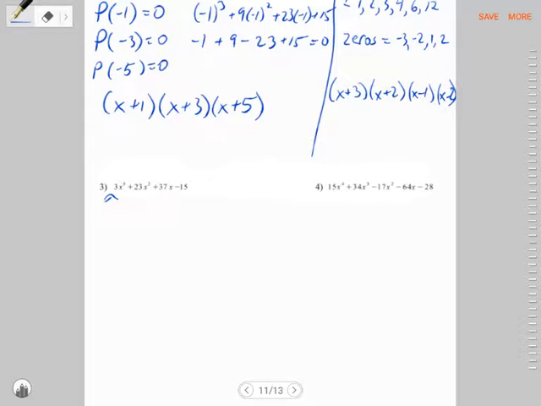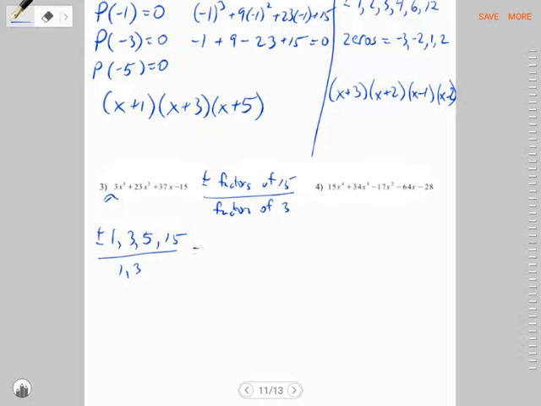So this is going to be plus or minus all the factors of 15 divided by, well, really, it's plus and minus, but the plus and minus kind of gets taken care of from the top. So plus and minus factors of 3. Alright, so that's going to be plus and minus 1, 3, 5, and 15, all divided by factors of 1 and 3. So the factors of 1 don't change anything, so that's just going to be 1, 3, 5, and 15, plus and minus.